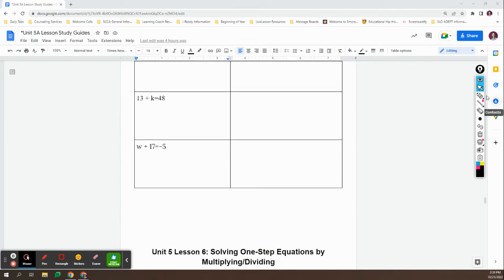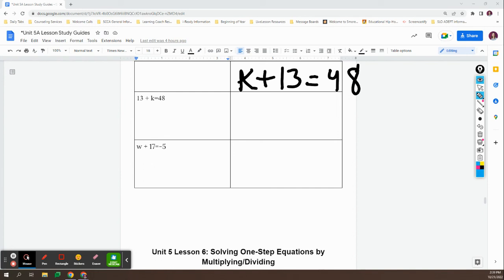All right, the next one, we have addition. And so to undo addition, we could subtract. And this one's written a little differently, but remember, because of the commutative property, you can have 13 plus k, or this could also be written like this, k plus 13. So don't let a problem like that confuse you. It can be written either way.